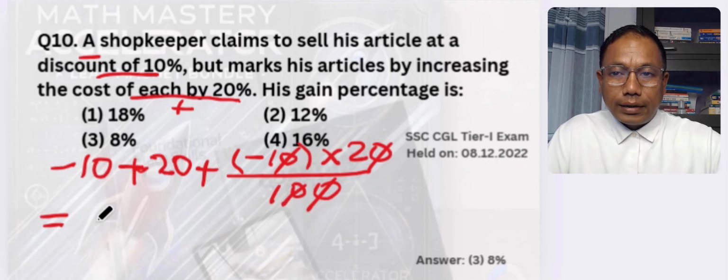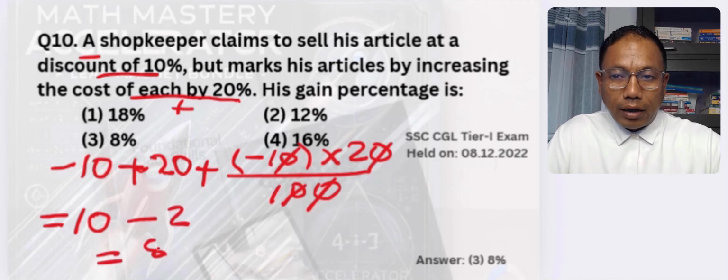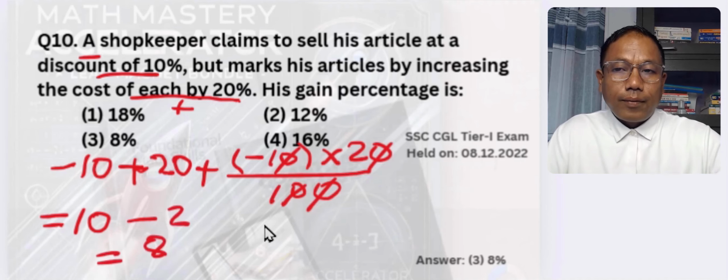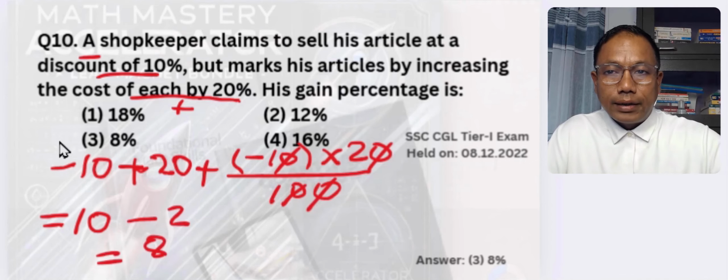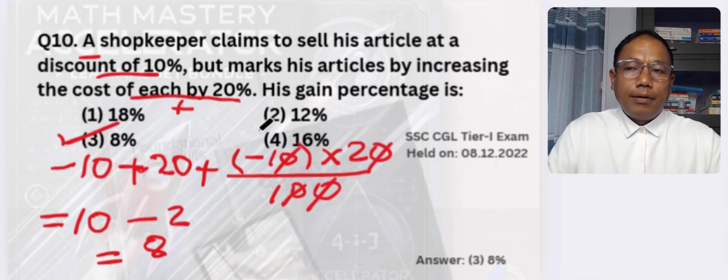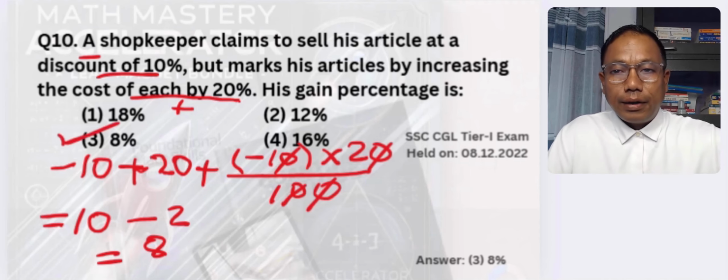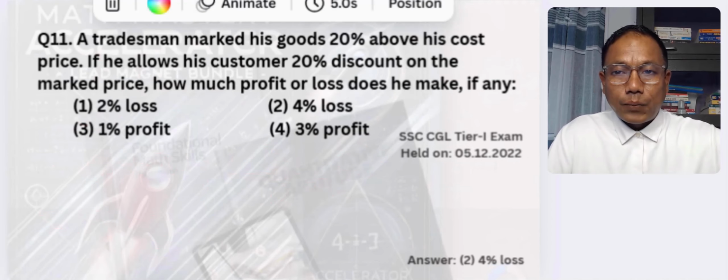20 minus 10 is 10. Greater sign is plus. Plus into minus is minus. 1 to 2 is 2. 10 minus 2 is 8. Gain percentage 8 is positive. Therefore, gain percentage is 8. If it is minus, it will be loss.